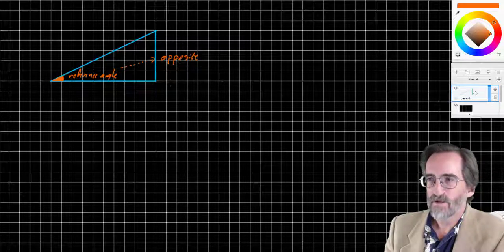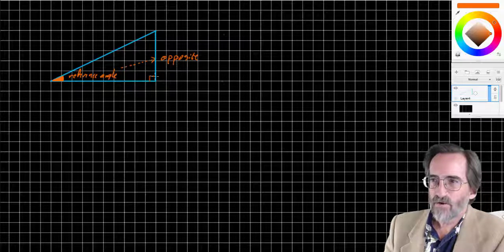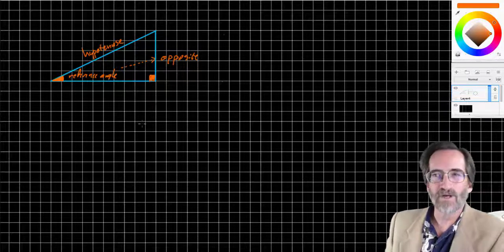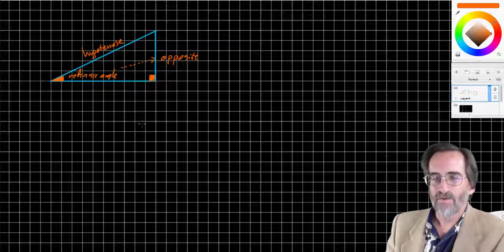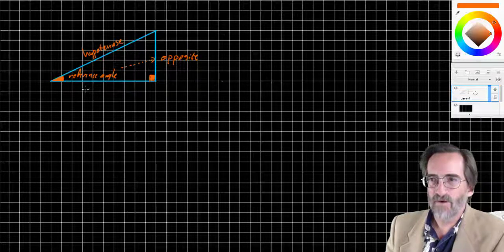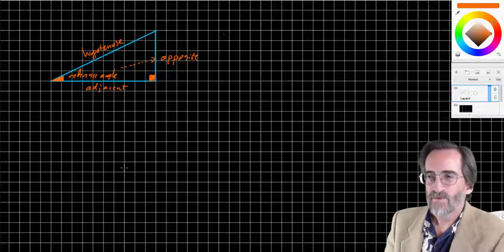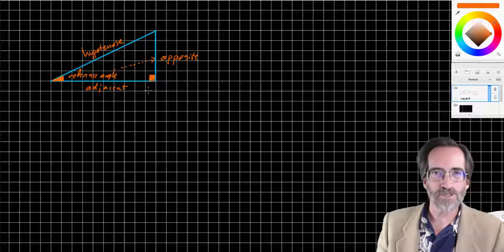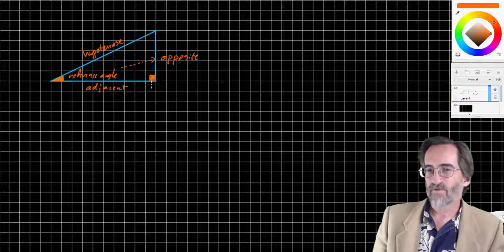But the side opposite the reference angle, the side across from the reference angle, is called the opposite side. The side across from the 90-degree angle, the perpendicular angle, is called the hypotenuse. The hypotenuse is the longest side of any right triangle. It's the diagonal. The side that touches the reference angle but is not the hypotenuse is called the adjacent side. Now it's important to note that if my reference angle changes, the opposite and the adjacent switch. But I'm not going to draw that for now for the sake of time.